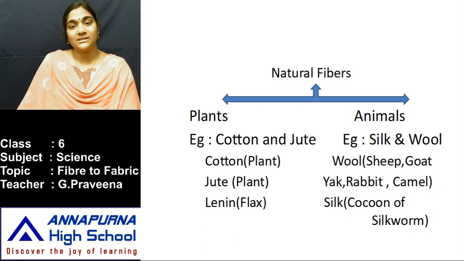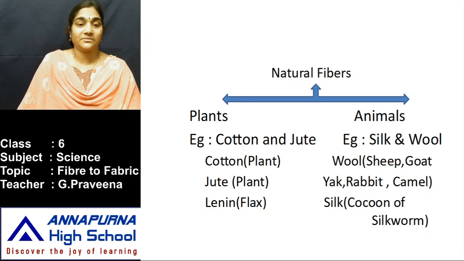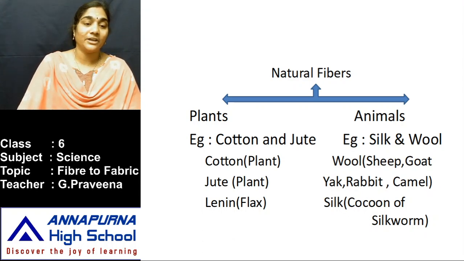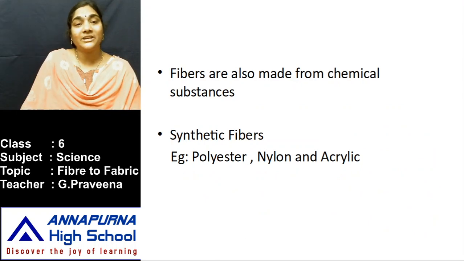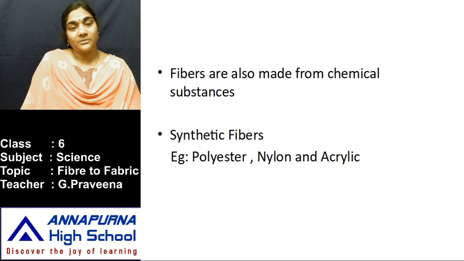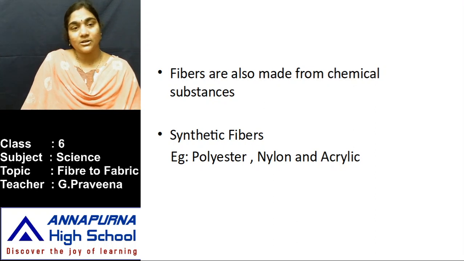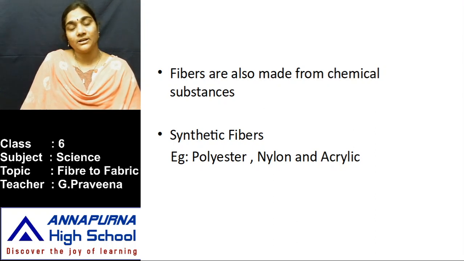Coming to animals, silk we get from the cocoon of the silkworm, and wool we get from the fleece or hair of sheep, goat, yak, rabbit and camel. All these fibers obtained from either a plant or an animal are called natural fibers. Nowadays, fibers are also made from chemical substances. The fibers made from chemical substances are called synthetic fibers, for example polyester, nylon and acrylic. These are kinds of synthetic fibers where chemicals are used to prepare them.